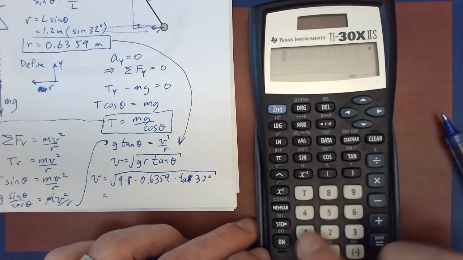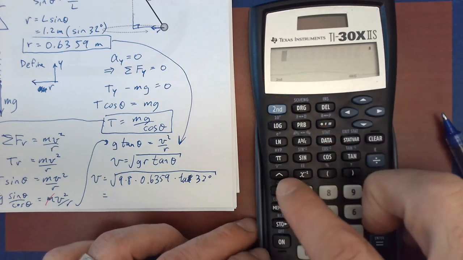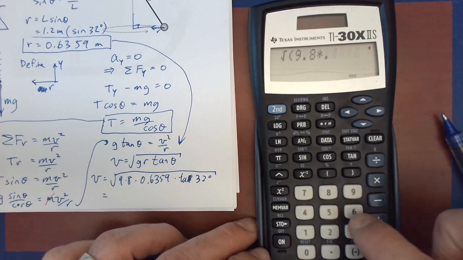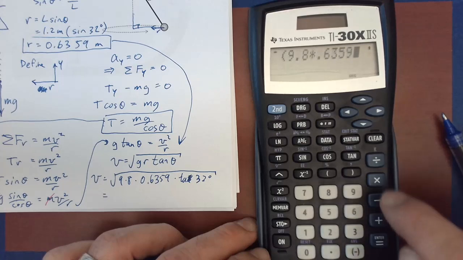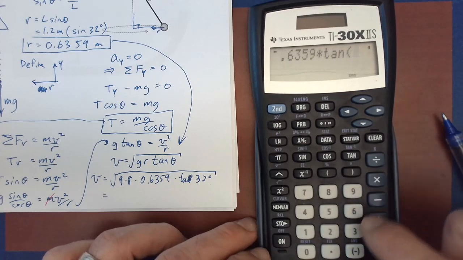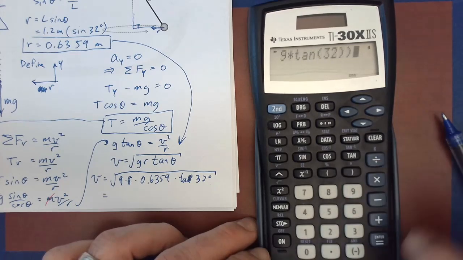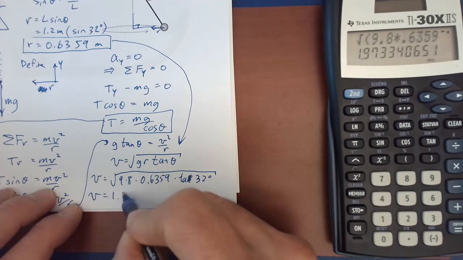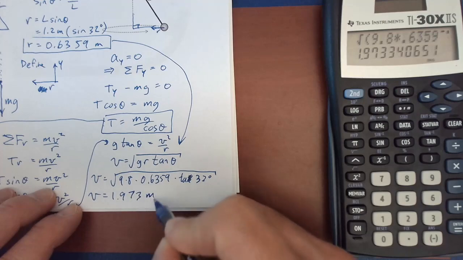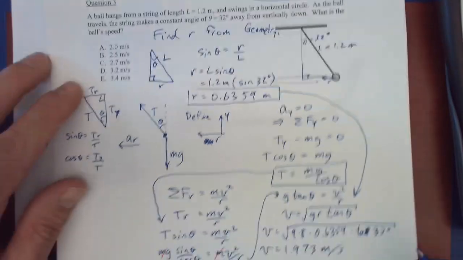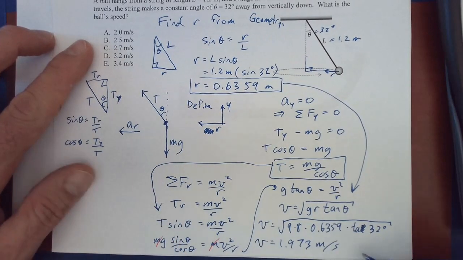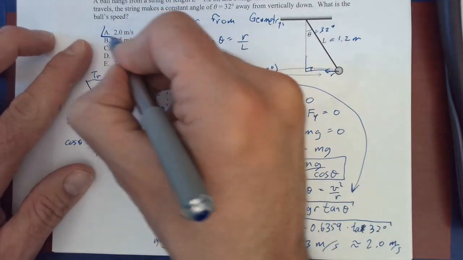Square root button, where is it? Here, second square root. 9.8 times 0.6359 times tan 32 end bracket, we get 1.973 meters per second. See if that's on the list here. Yeah, 1.97. That's approximately equal to 2.0 meters per second, and that is A.